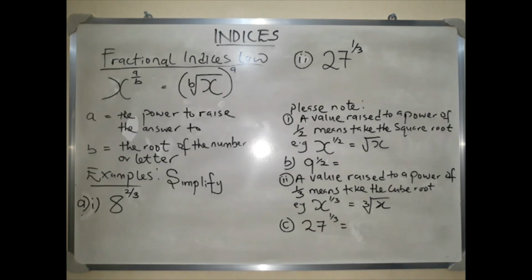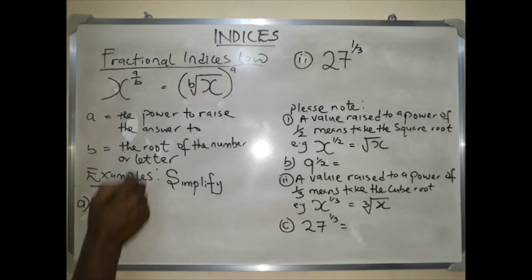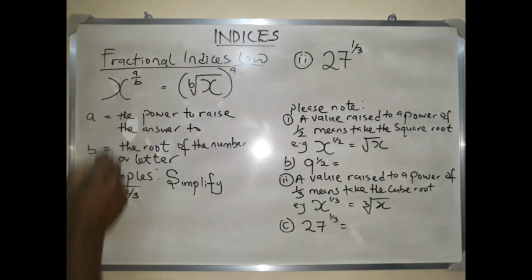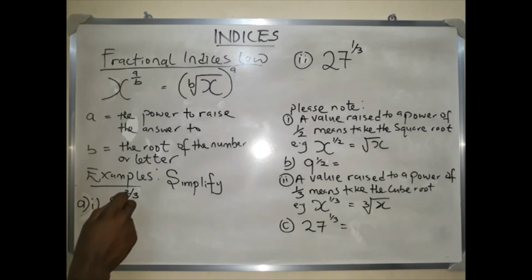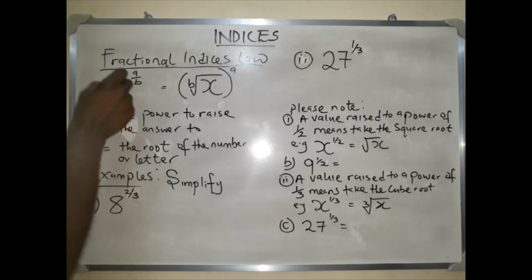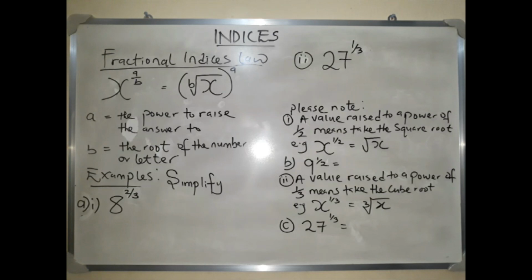Now let's look at our examples here. The example says we should simplify certain terms. The first term we have here is 8 raised to power 2 all over 3. You can see that this term looks like x raised to power a all over b. Now, I'm going to convert this to this.